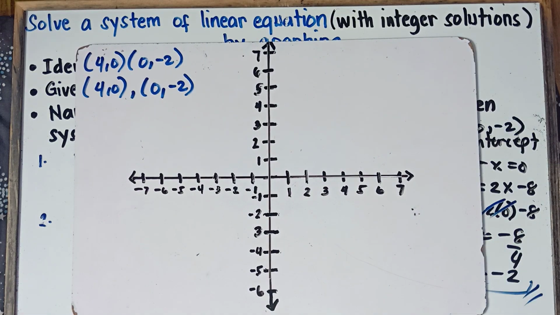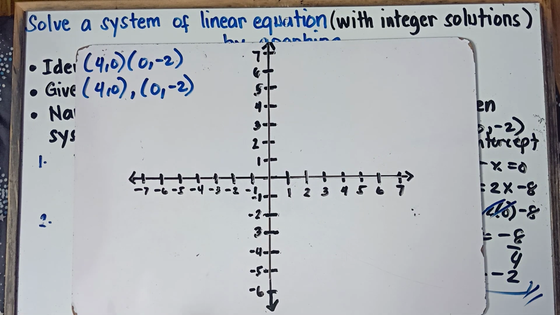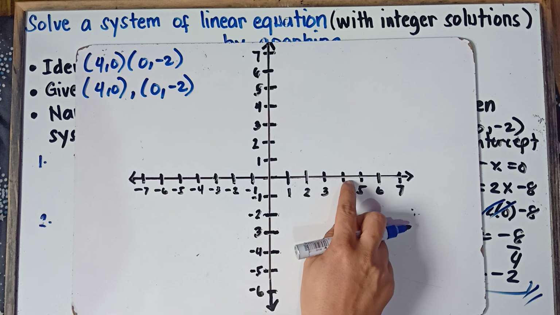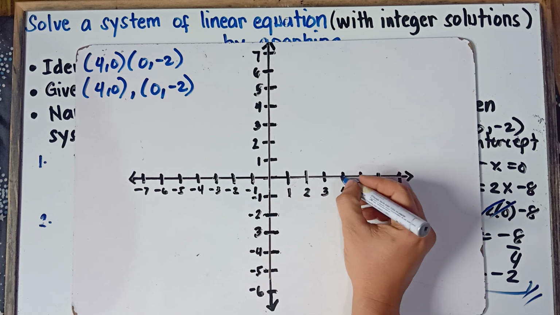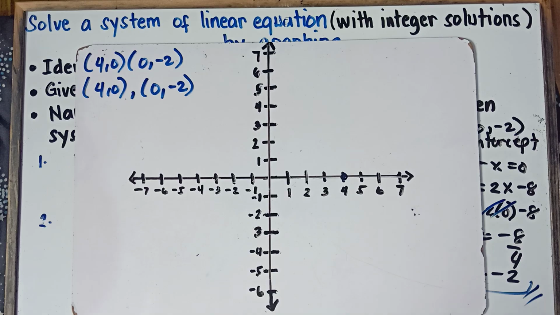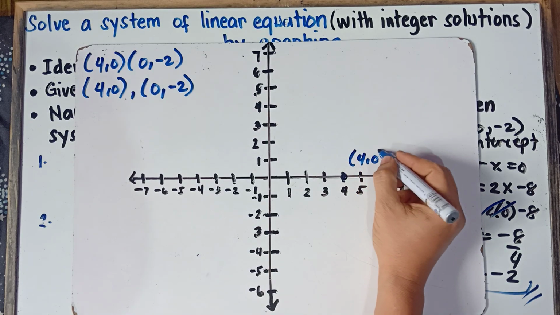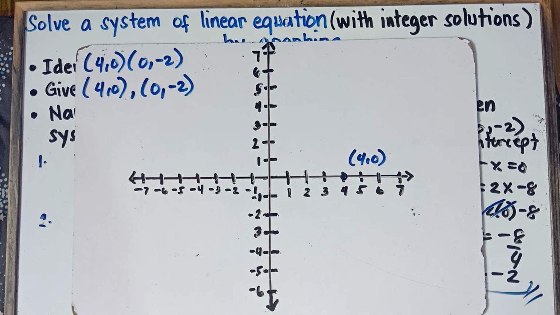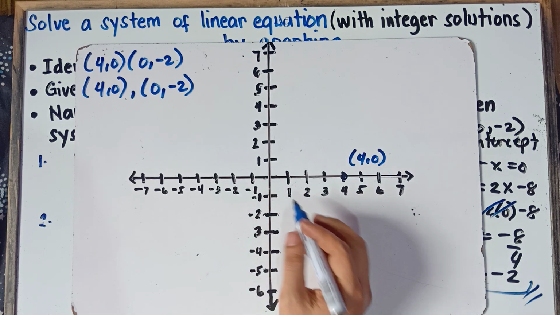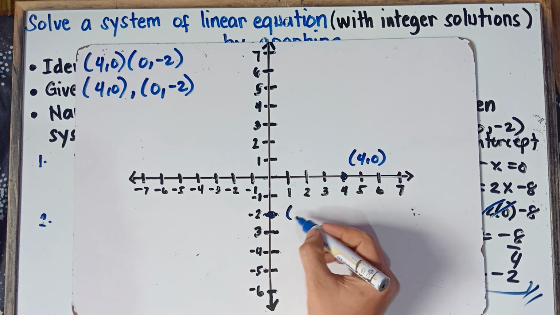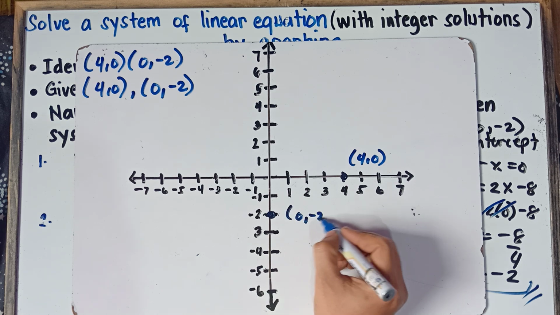So 4, 0. Where's that class? X is 4 and then y is 0. Yep, that's correct. There's one right here. 4 and then 0. The other one, we have 0 and then negative 2. X is 0 and then y is negative 2. That's correct. This one right here. So this is 0 and then negative 2.